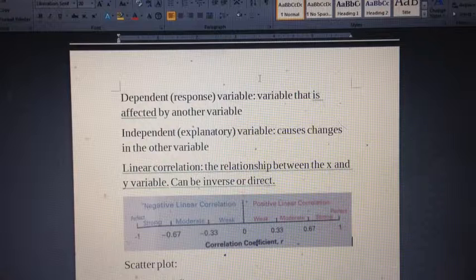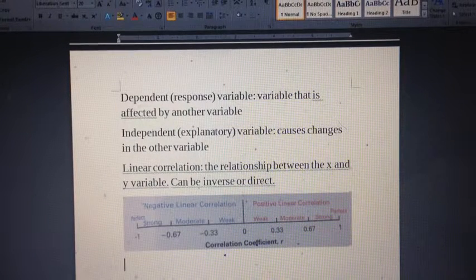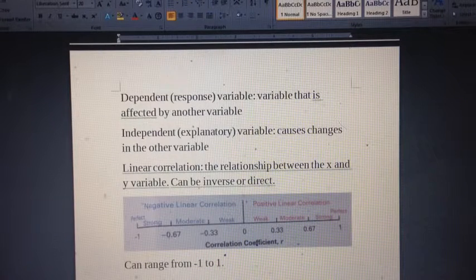The linear correlation can only range from -1 to 1, with every number in between being part of the correlation coefficient. As you can see, the picture has classified it as a range of strong, moderate, and weak.